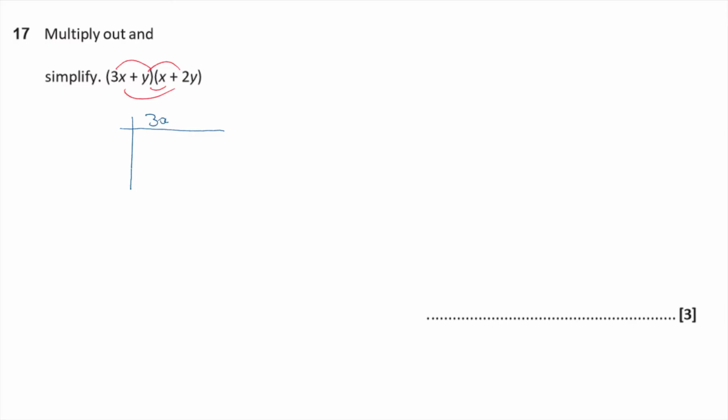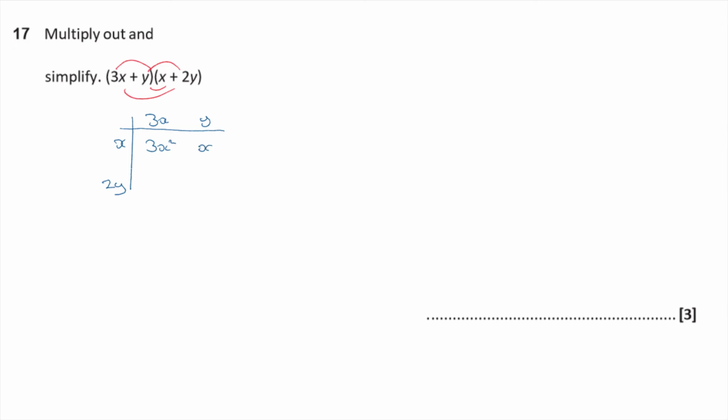So I do 3x and 7, one of the brackets along the top, and x and 2y, one of the brackets down the side. And then I'm going to multiply them out, and this way I won't miss out any because I've got a space for each of the types of number I'm going to get. So 3x times x, that's 3x squared.